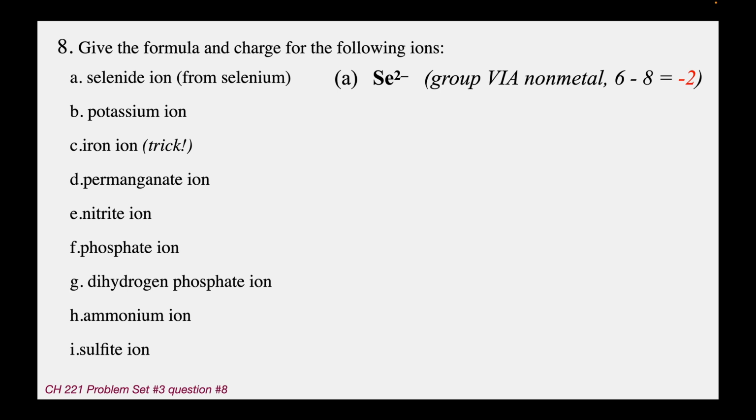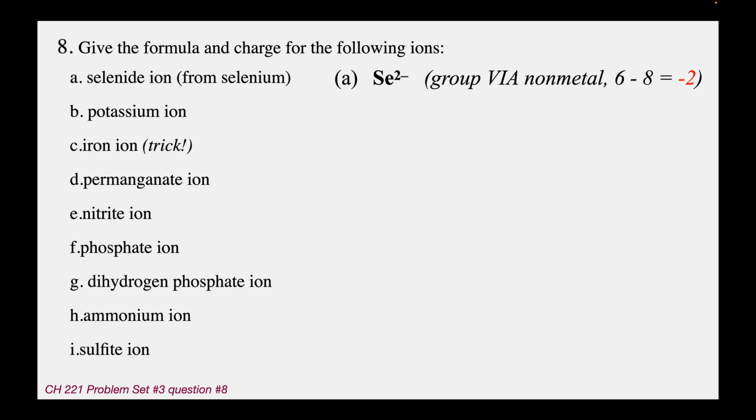So oxygen as oxide, minus 2. Sulfur as sulfide, minus 2. Selenide, minus 2. Telluride below it, minus 2. They're all going to be minus 2. So all of the nonmetals, it's group number minus 8 to figure out their negative charge.